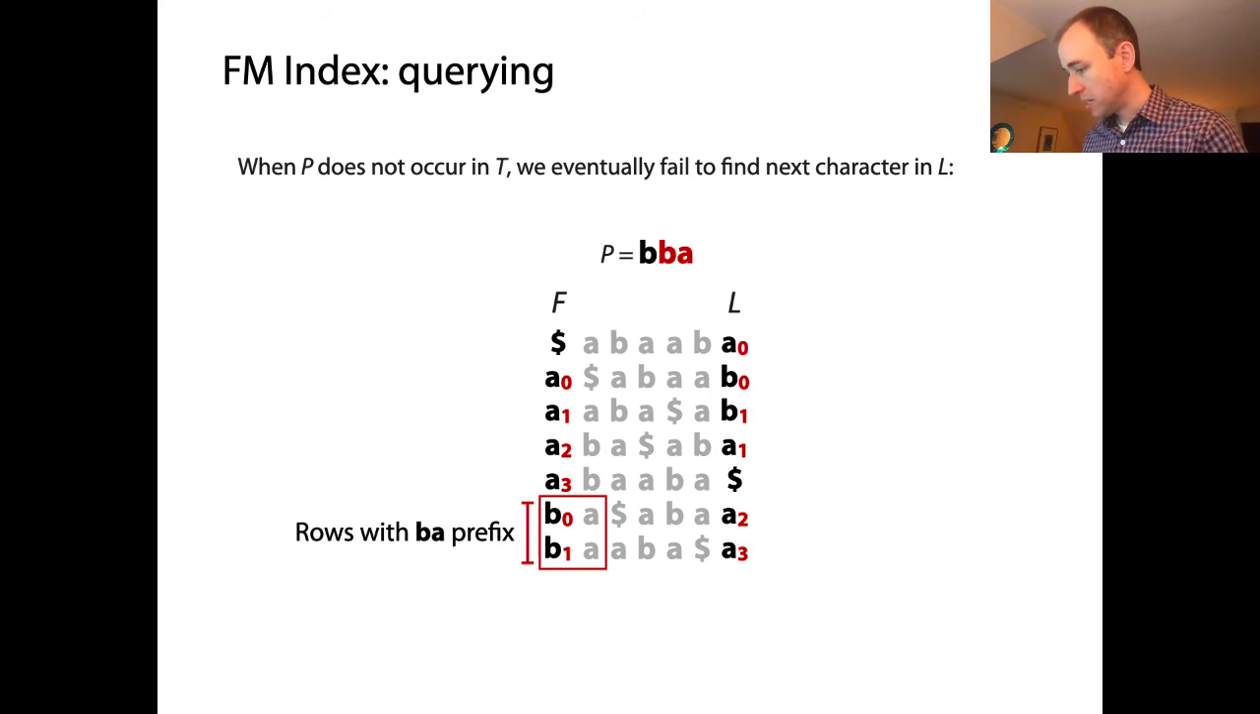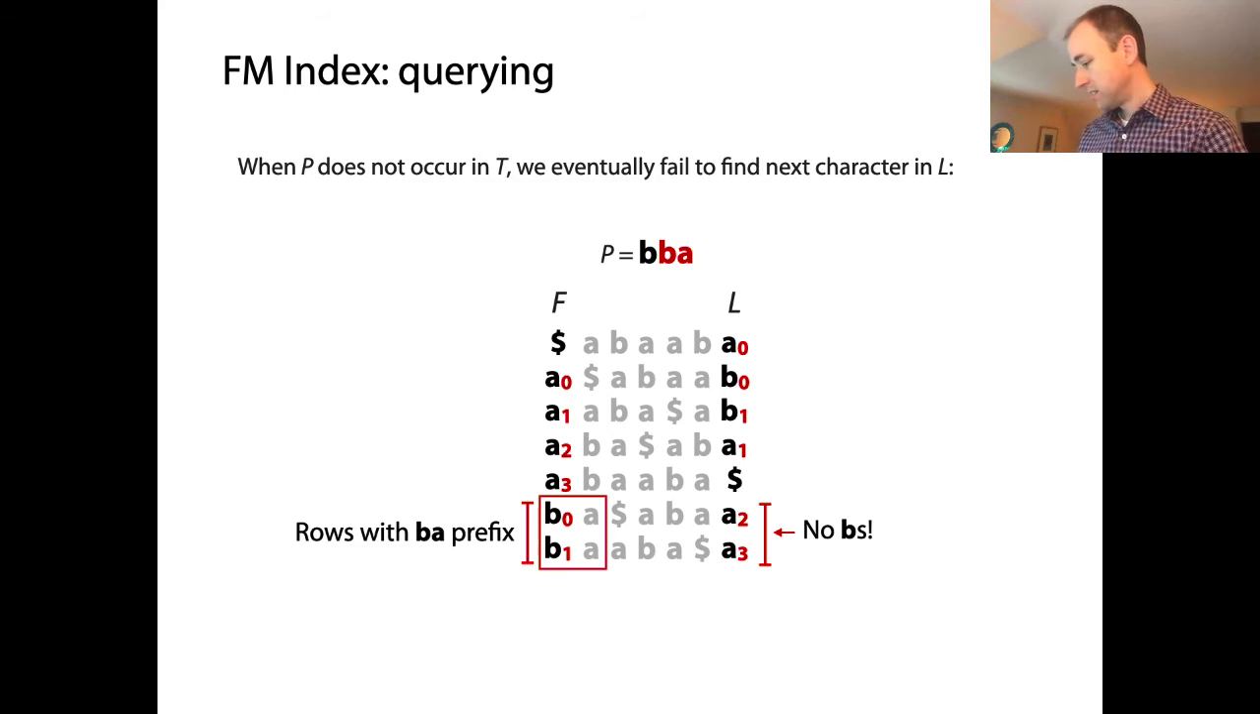So at what point in the algorithm would we discover that BBA does not occur in the text? Well, here are the rows. We would get to this point. Everything would work just fine up to here, where we have the range of rows that start with BA, this suffix. But now we would go look over here and we'd discover that there's no B's, right? And so that would be when we would have learned that the pattern BBA does not occur in the text.